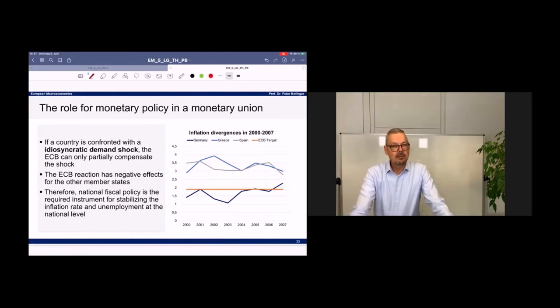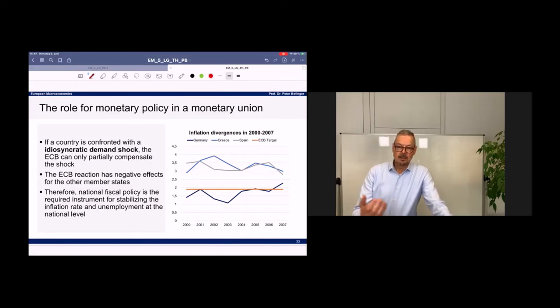The responsibility of fiscal policy for inflation is also something which is of special relevance in a monetary union, because if countries are confronted with country-specific shocks, the ECB cannot deal with these shocks with its monetary policy. Even if it tries to react to shocks, the interest rate response is not strong enough for the country that is confronted with a country-specific shock.